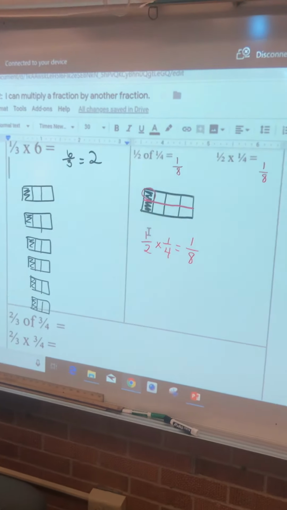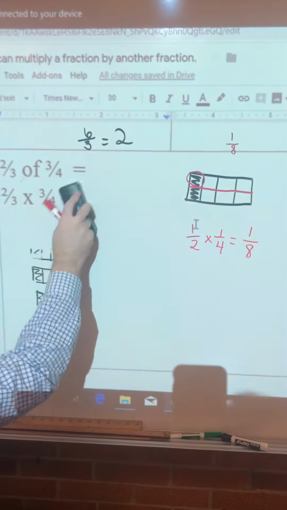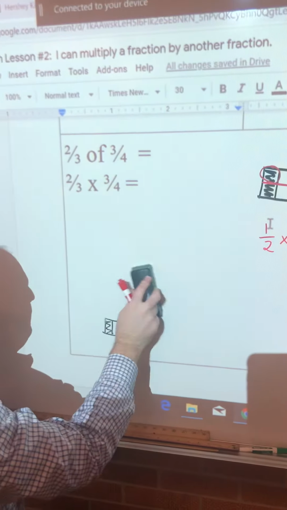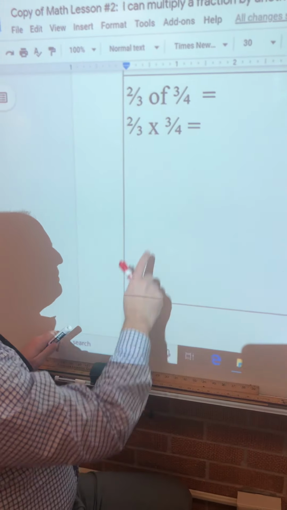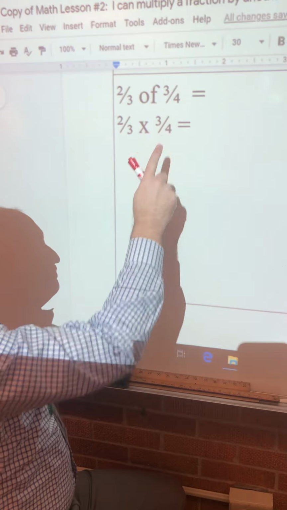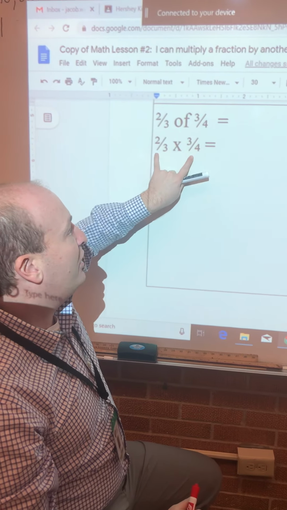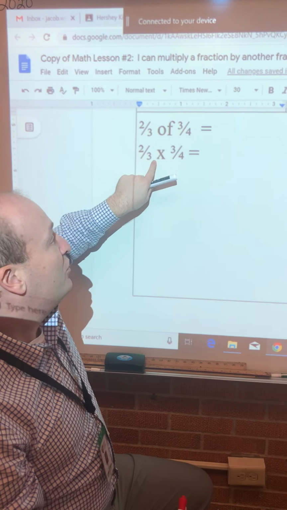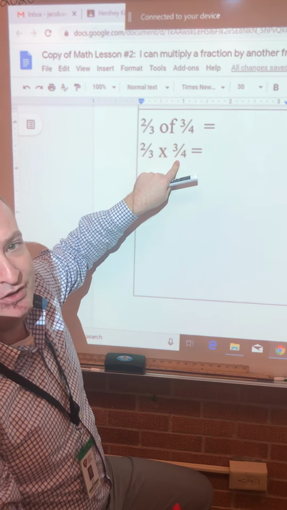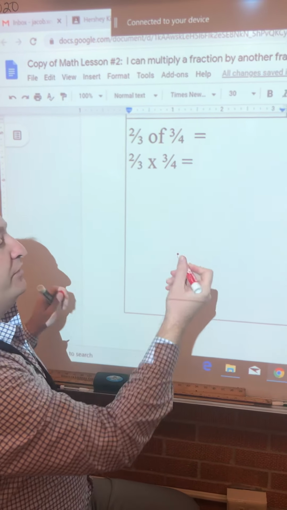The next problem we're going to do together, mine looks a little bit different from yours just because of the size, but it says 2/3 of 3/4. Or that's the same as 2/3 times 3/4. The first thing I'm going to say is that this product is going to be smaller than 2/3 because we're multiplying by a number that's smaller than 1. The first thing I'm going to do is draw a picture of 3/4.